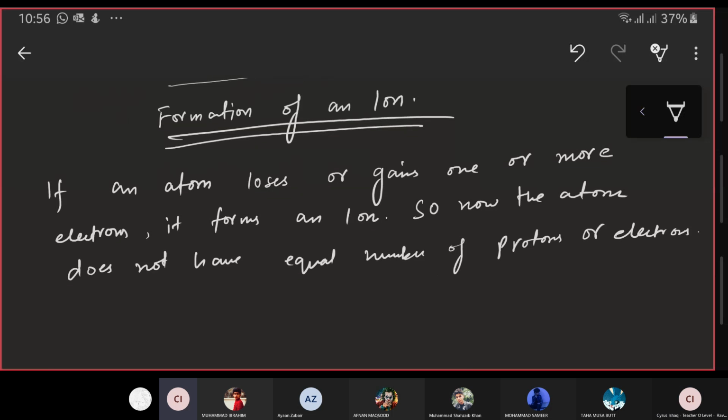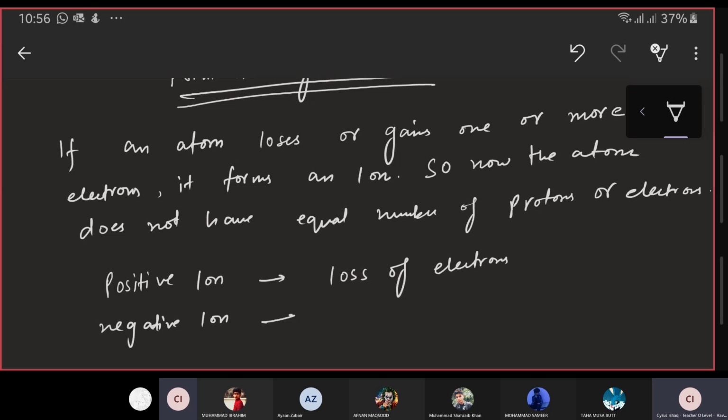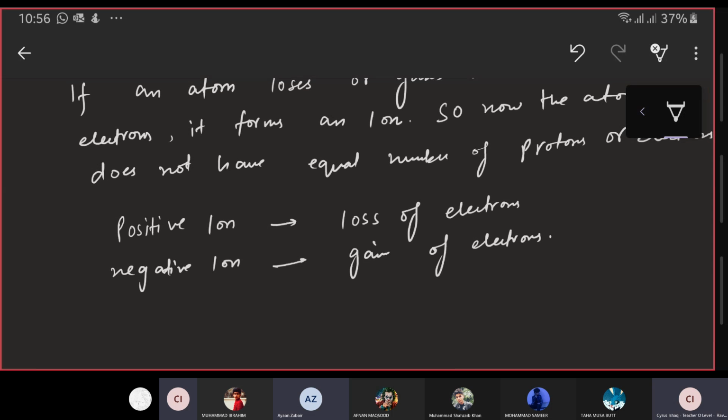ठीक है, right? Negative ion तब बनता है जब वो gain करता है electron, और positive ion तब बनता है जब there is a loss of electrons. So positive ion when there is loss of electrons, and negative ions जब आपके पास electrons protons से ज्यादा हो जाएंगे, when there is gain of electrons. Is that clear? जी सबको clear है everyone?